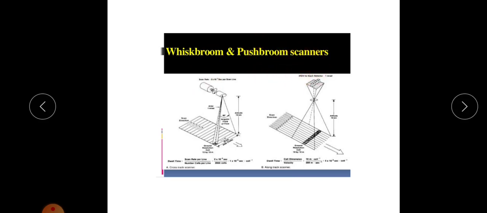That is, there are two types of broom system. Whisk broom will move in this direction. Push broom means it is moving in this direction, in the pushing direction. So the first one is known as whisk broom, and the second one push broom, based on the direction of the scanner movement. So these are the two types of scanning, across track and along track scanner.